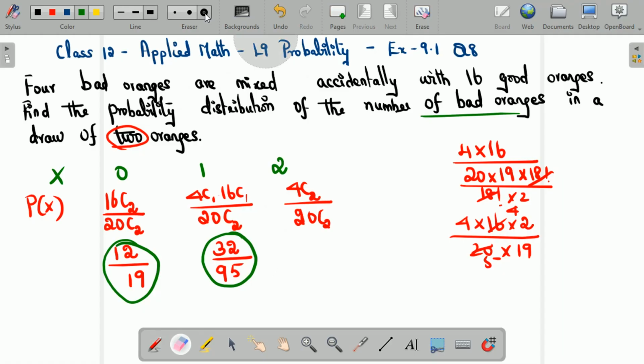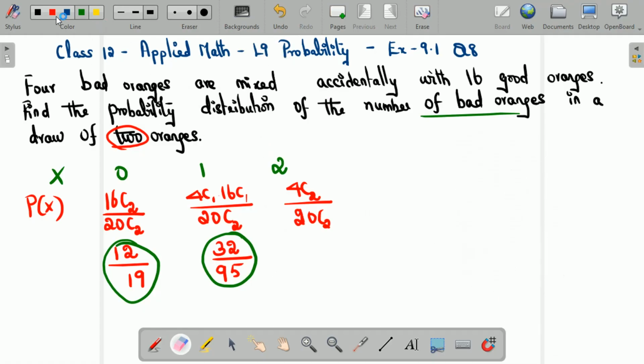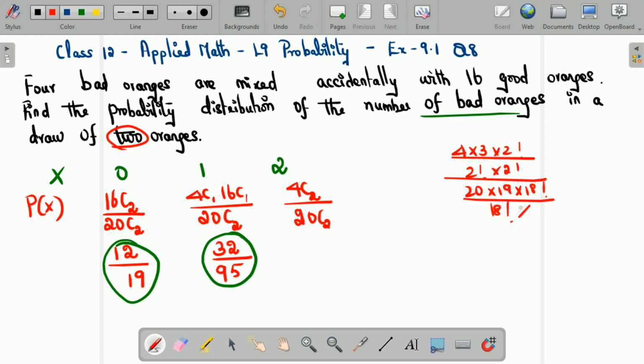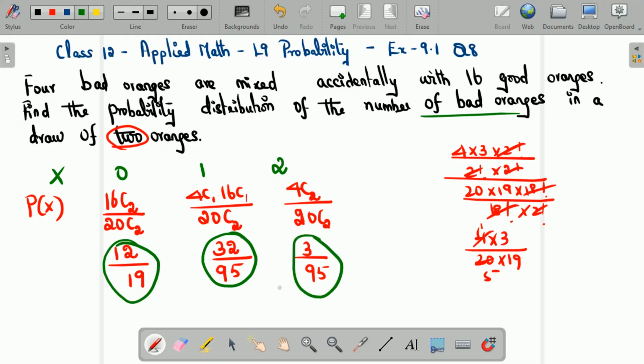Now let's compute the last one, which is 4C2 divided by 20C2. So 4 into 3 into 2 factorial divided by 2 factorial into 2 factorial, by 20 into 19 into 18 factorial divided by 18 factorial into 2 factorial. So 18 factorial is gone, and the 2 factorials will vanish. So this is 4 into 3 divided by 20 into 19. This is 1, this is 5 times. So this is nothing but 3 divided by 95. So the probability of x is equal to 2 is 3 divided by 95.